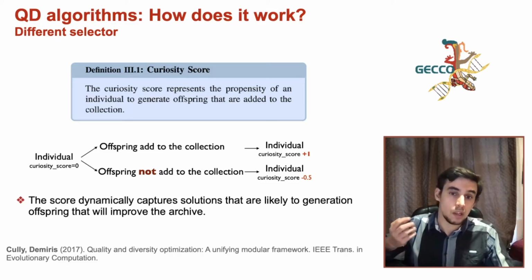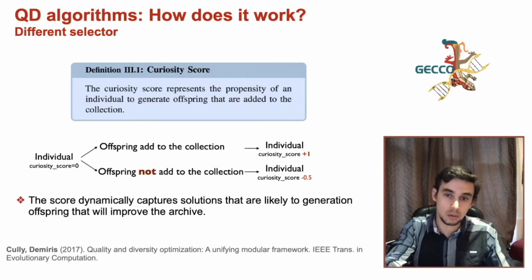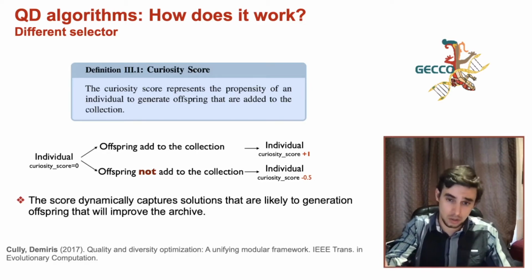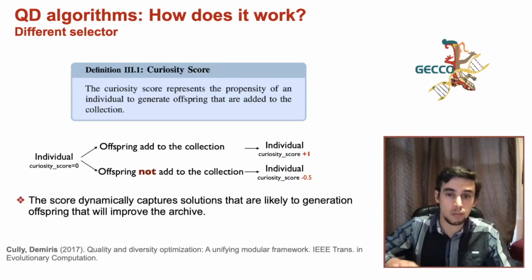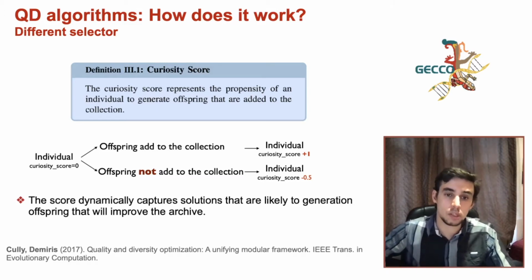and in this case it will be more and more unlikely to generate new individuals that will land in the grid or in the container. And then the curiosity score will decrease, and eventually this parent individual will not be interesting anymore, and some other regions of the archive and the collection will become more interesting with respect to the curiosity score.